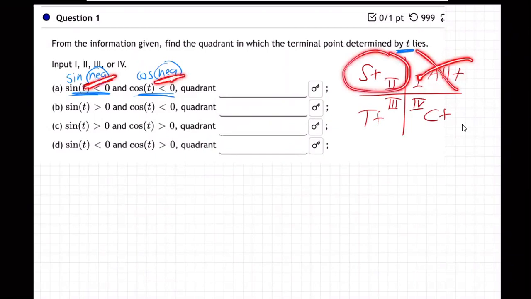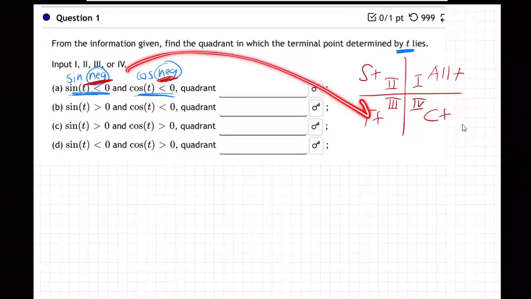Could we be in quadrant 2? No way, right? Because sine is supposed to be positive in quadrant 2 and our sine is negative. Could we be in quadrant 4? No way, because cosine is supposed to be positive and our cosine is negative. So where are we? Quadrant 3. Gotta be, right? Because in quadrant 3, only tangent is positive and his upside down, cotangent. The other 4 trig functions are negative, which would include sine and cosine. So we must be in quadrant 3.